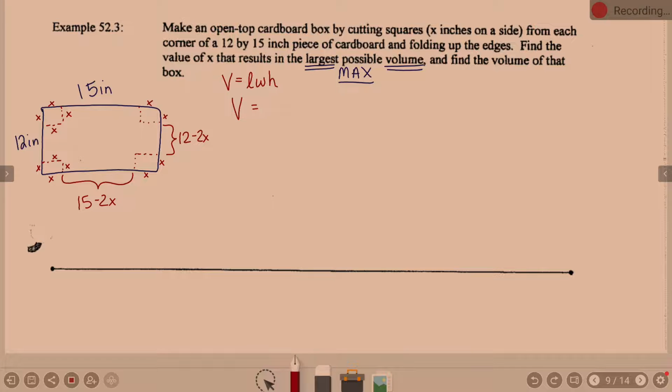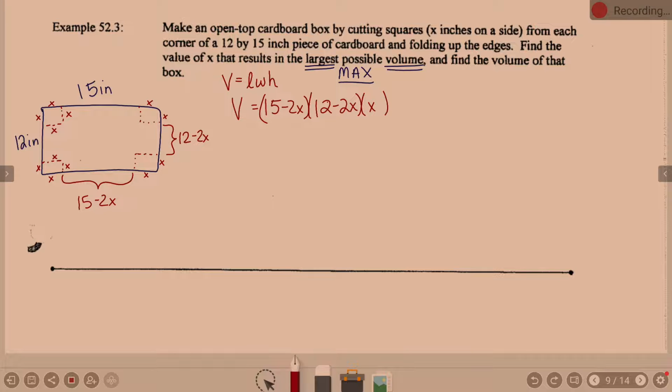Okay, so the length of the box is 15 minus 2x. The width of the box is 12 minus 2x. And the one that you may have to think about, the height of the box. When you take those flaps and you fold them up, that makes the height of the box. How tall are those flaps? They are x.